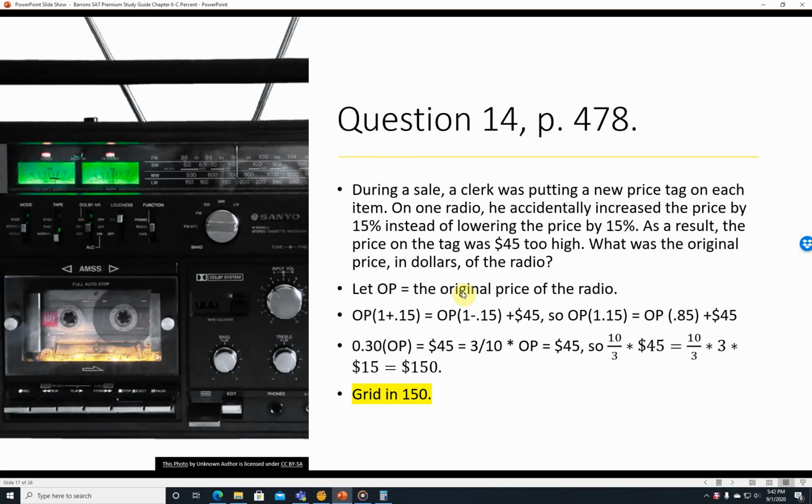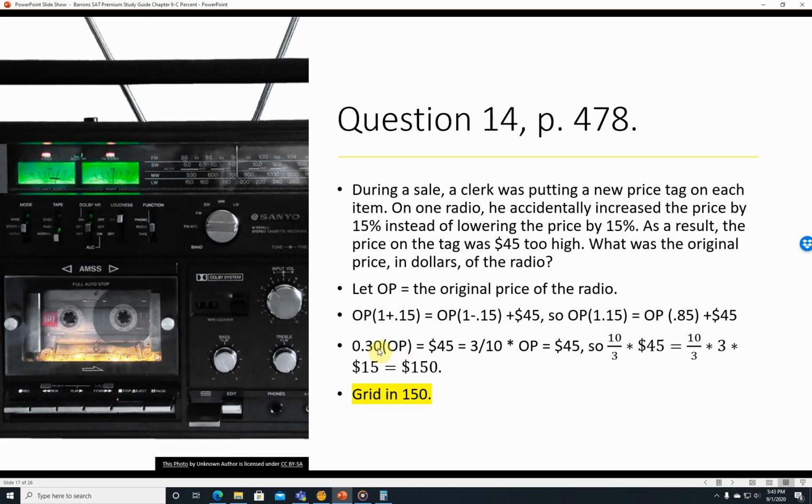So let OP equal the original price of the radio. OP times 1 plus 0.15, that's the way that you would express a 15% increase, because OP times 1 is obviously itself, it's just OP, and the 0.15 would be the 15% increase. It's equal to OP times 1 minus 0.15, which would be a 15% decrease, plus $45. So OP times 1.15 is equal to OP times 0.85 plus $45.